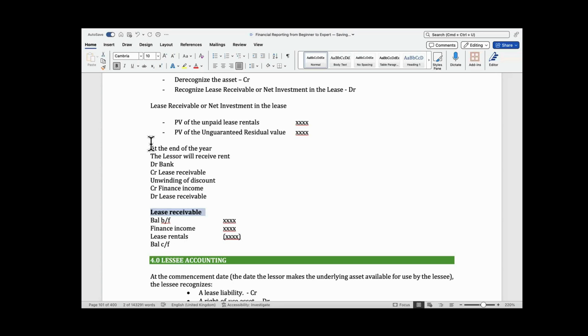I've just summarized this whole thing with this schedule. So this balance brought forward is what you will have computed here. The finance income, debiting lease receivable, means adding finance income to it, and the same way you compute finance cost is exactly how you compute finance income here too. Crediting lease receivable with the rent is like deducting that rent from lease receivable. Then you get your balance at the end of the year.